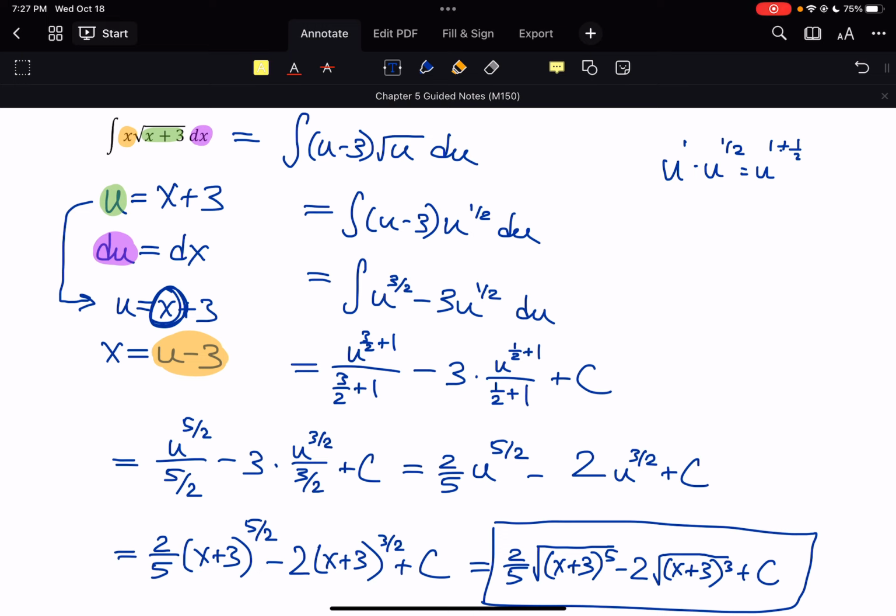Okay, but that brings us to the end of section 5.2, and that's kind of the conclusion of our introduction to indefinite integrals. And in section 5.3, we'll be looking at different types of integrals and how we can start applying them to different contexts. But that is our section on substitution.